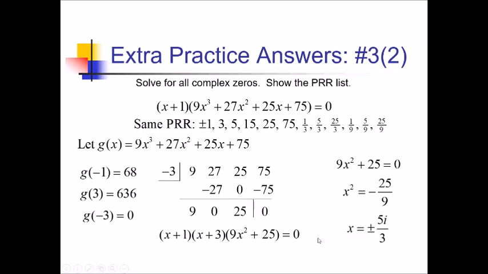Going back and officially writing all my answers from left to right, the first parentheses gave me x equals negative 1. Then we have x equals negative 3. And then finally we have our two complex roots of plus or minus 5i over 3. That's a total of 4 answers, which is what we expect because we started with a 4th degree polynomial.